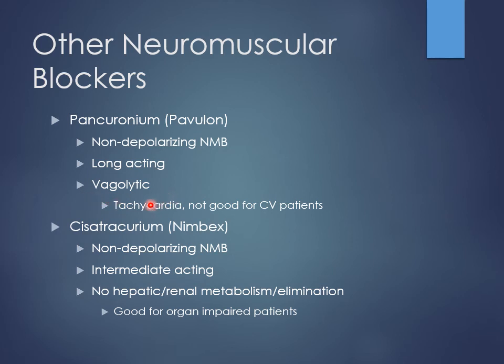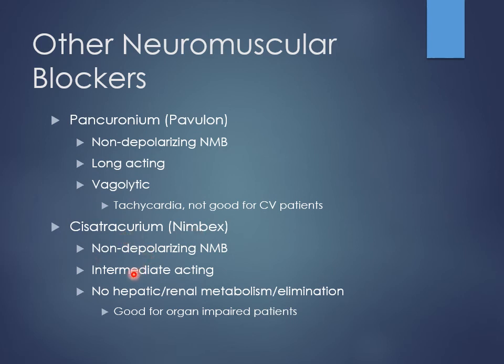The main thing you're going to see is going to be tachycardia associated with this. So basically, it's kind of blocking the ability for those vagal nerves to stimulate the heart. So tachycardia is not going to be good for cardiovascular patients. So anyone with a history of MI recently or anything like that, it would not be a good one for them. What we use a lot more commonly is going to be this drug called cisatracurium, or Nimbex. Most people just call it Nimbex. And again, this is another non-depolarizing neuromuscular blocker.